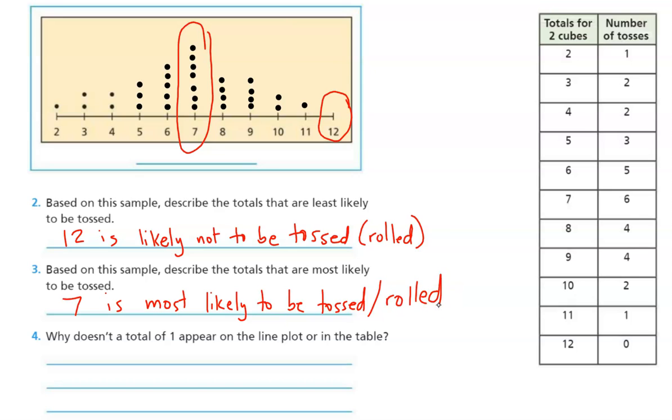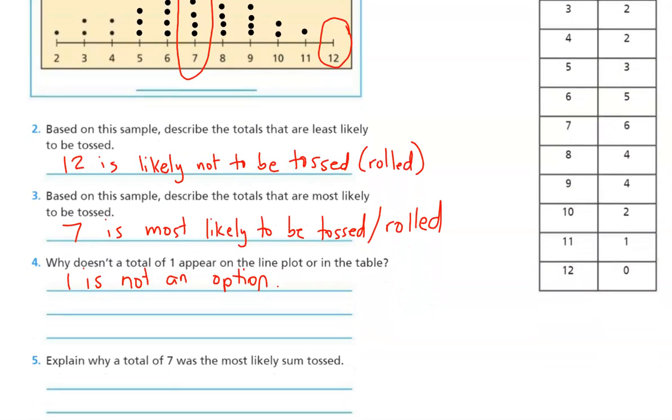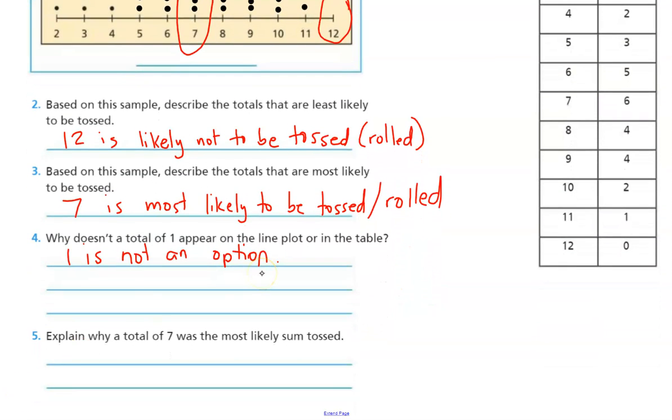Give you a second for that. Number 4 says, why doesn't a total of 1 appear on the line plot? And you have to remember, this is meant to be 2 dice or 2 cubes added together, and you can't add 2 cubes together. There's no 0, so you can't even make it to 1. So 1 is not an option, is all I would really look for there. Okay, the lowest you could go is 2. We call that snake eyes, if you've ever rolled dice before.